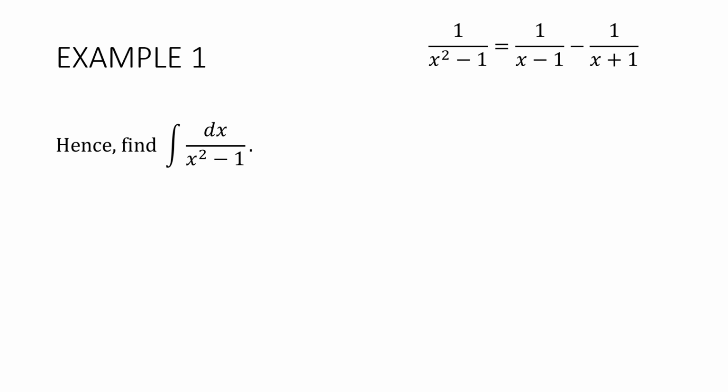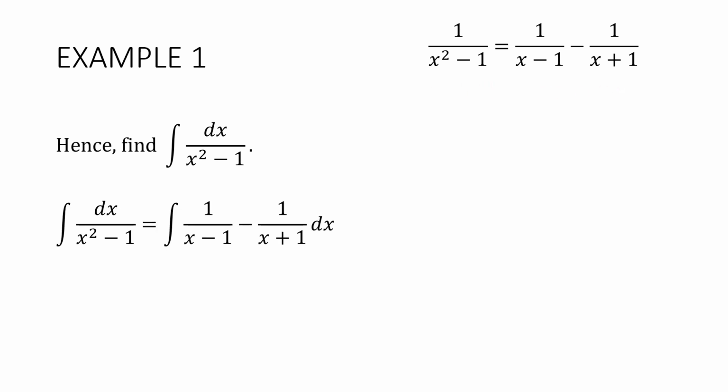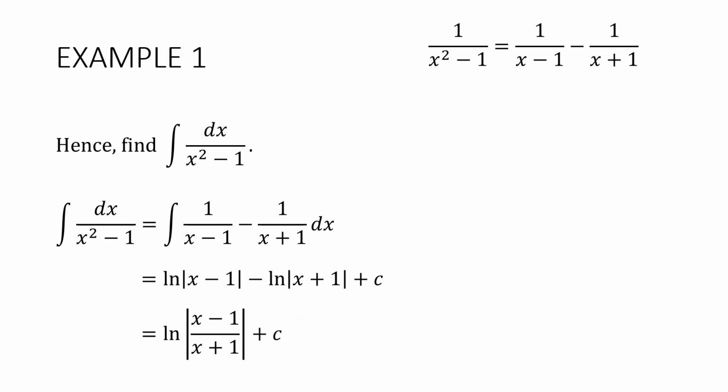Hence find the integral of 1 over x squared minus 1 dx. So let's use our partial fractions decomposition. And now we can integrate. So this is going to be log base e, and so is this. And we can join those together using our second log law. This becomes ln, or log base e, of x minus 1 over x plus 1 plus c.